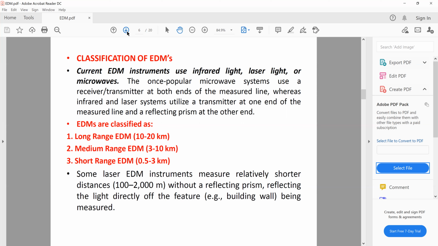On the other hand, you can reflect the light off any surface, but since it absorbs some energy, you don't get a very strong return signal. But it still works when the distance is not too much. But as you keep on increasing the distance, then it becomes a problem.